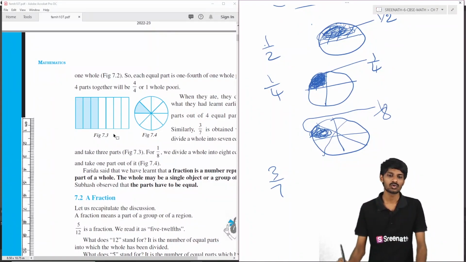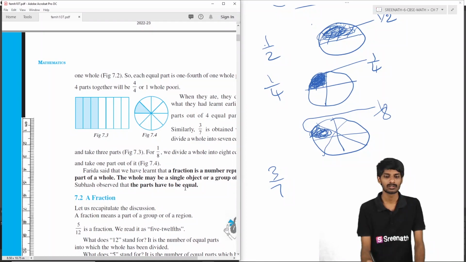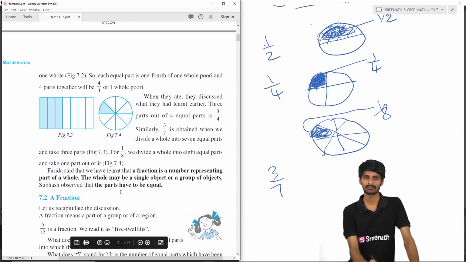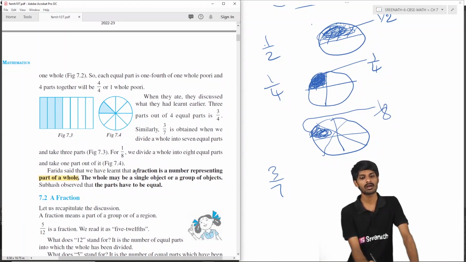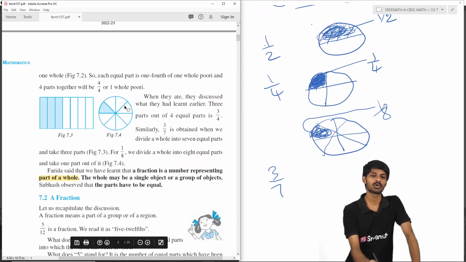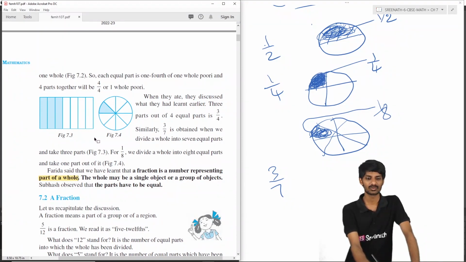Okay, so finally what we can conclude, students, is that a fraction is a number representing part of a whole. It is the important thing. The whole may be a single object or a group of objects. The parts have to be equal. So it is one part of the whole, or 3 parts of the whole. Whatever parts you are making, they must be equal.